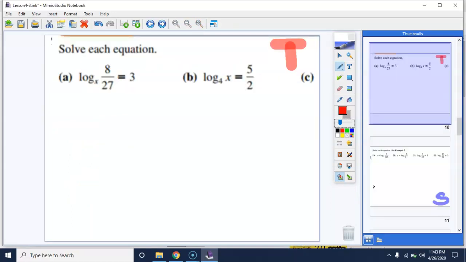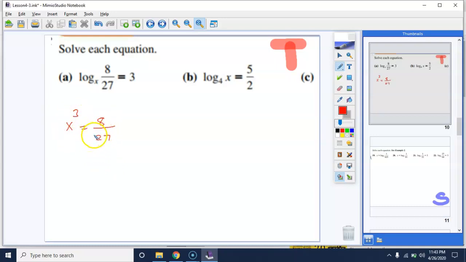So let me show you those. To solve them, again, same thing. So x, my base, right? So x to the power 3 equals 8 over 27. Which number to the 3rd power is 8 over 27?